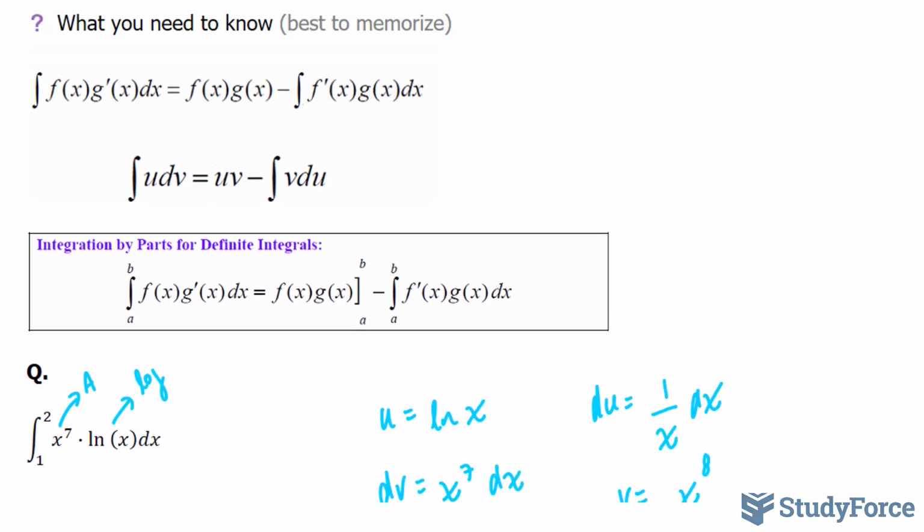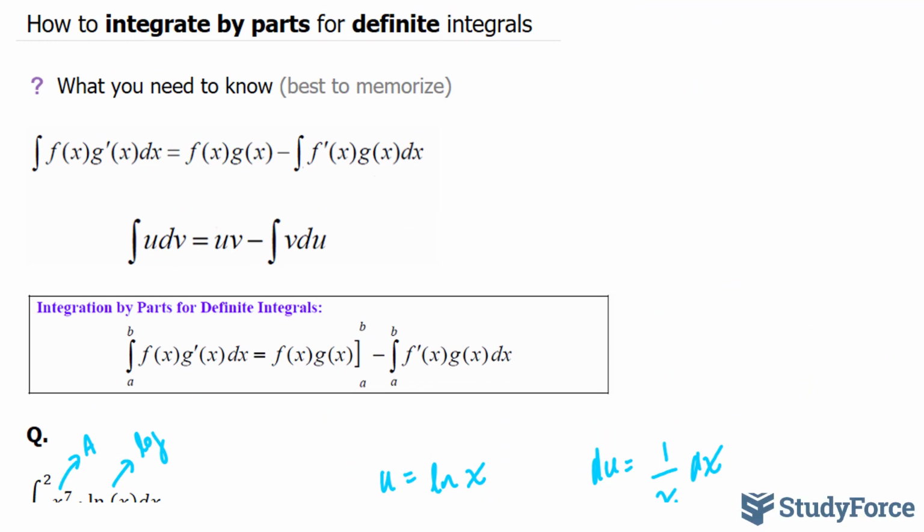So there you have it. That is how to integrate by parts for definite integrals.